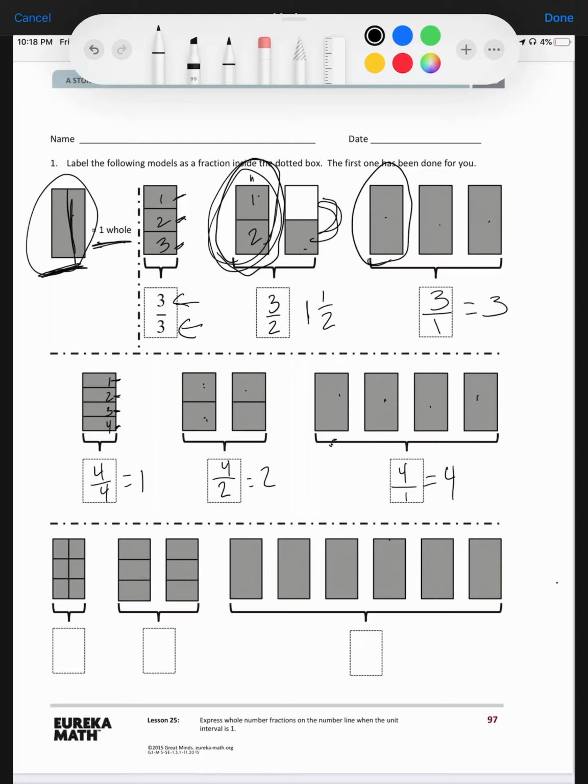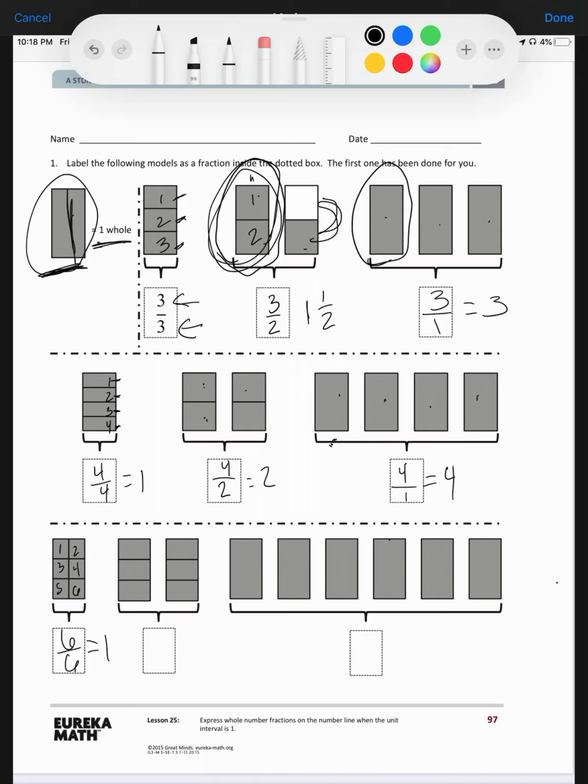Next one. How many pieces is one whole broken into? 1, 2, 3, 4, 5, 6. So our denominator is 6. How many of those pieces are shaded? Well, we can see that all 6 of them are shaded. So 6/6 also equals one whole.